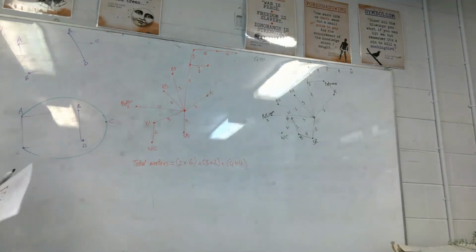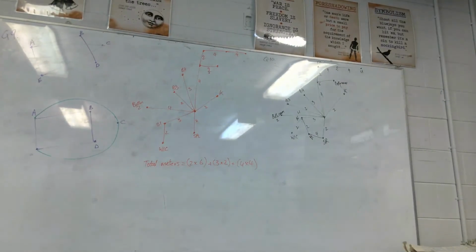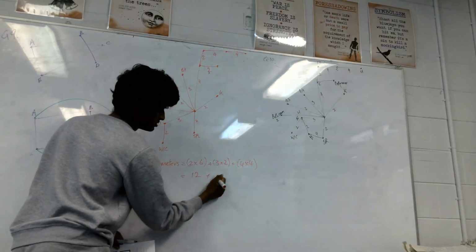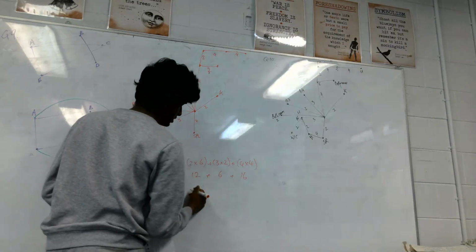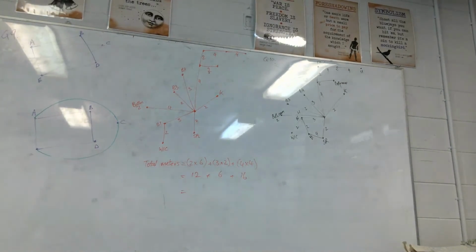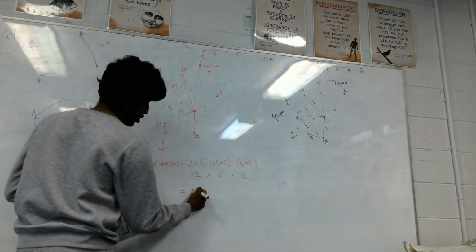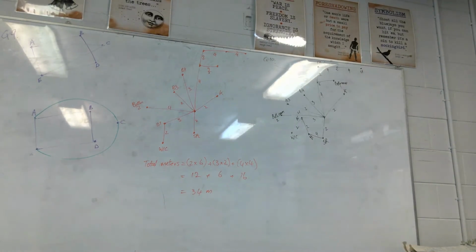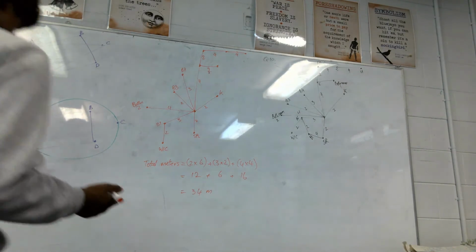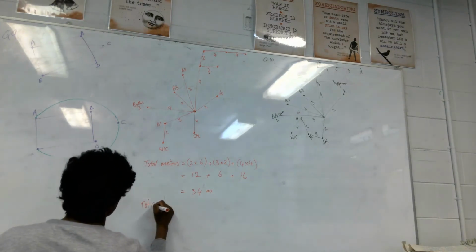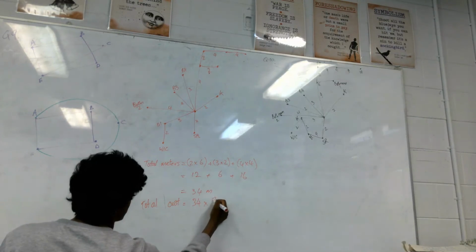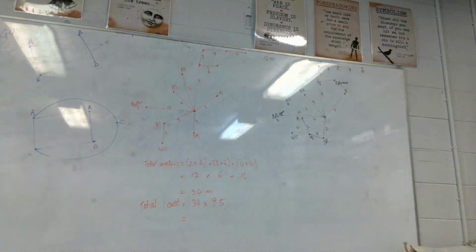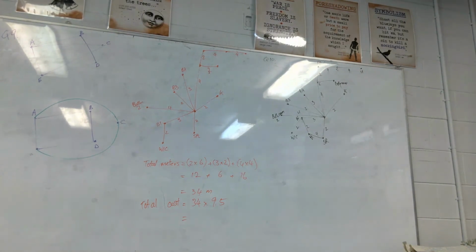So then our total length is going to be 2 times 6 is 12, 3 times 2 is 6, 4 times 4 is 16, 16 and 12 is 28, 28 and 6 is 34 meters. Then it tells you that the cost per meter in the question is 9.5. So total cost is going to be 34 times 9.5, which is $323.